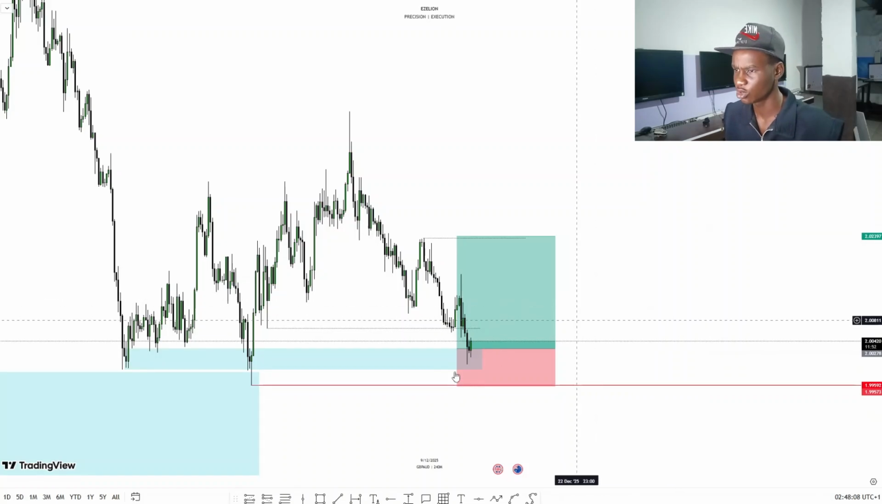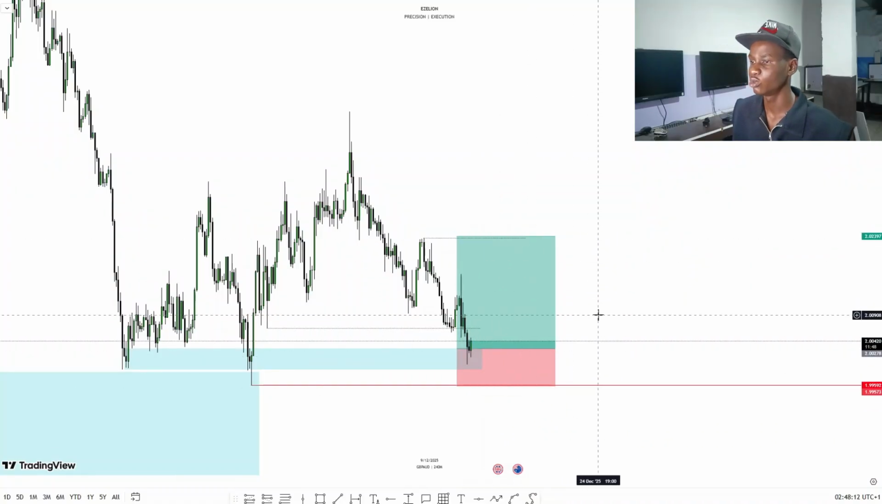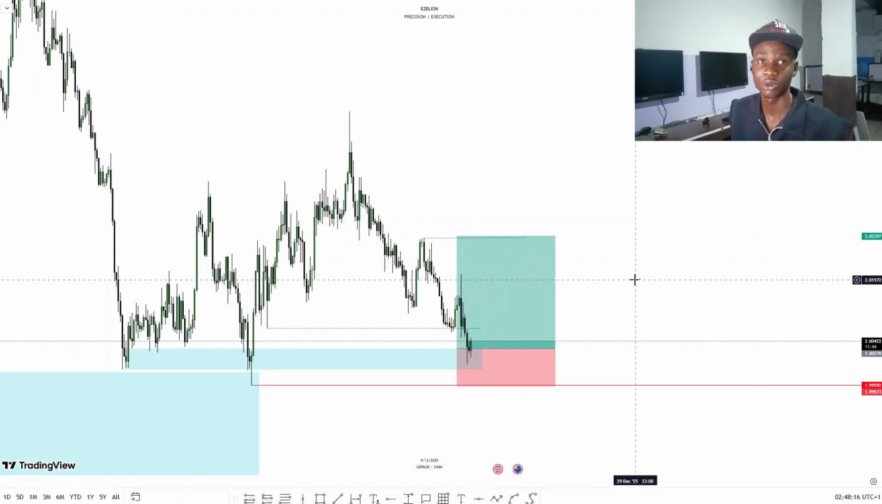I believe something is going to happen before tomorrow. Either this thing hits stop loss or the trade goes to break even to give us a chance to break even. I'll update you guys on Thursday.